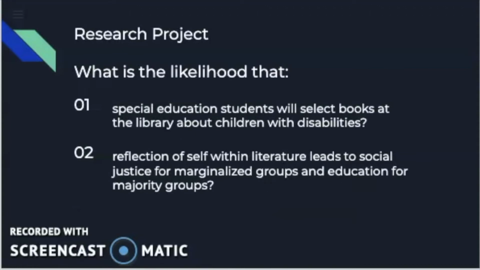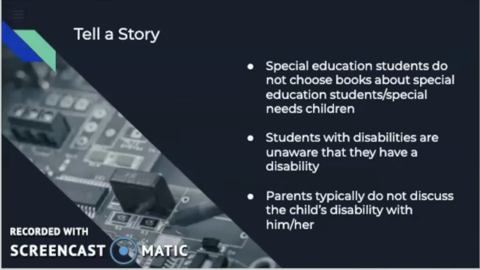I am also interested to see if, when given the option, special education students select books at the library about children with disabilities. Reflection of self within educational resources leads to social justice for marginalized groups and education for majority groups. In my time as a researcher and speech-language pathologist, I have noticed that generally, special education students do not choose books about students with disabilities.